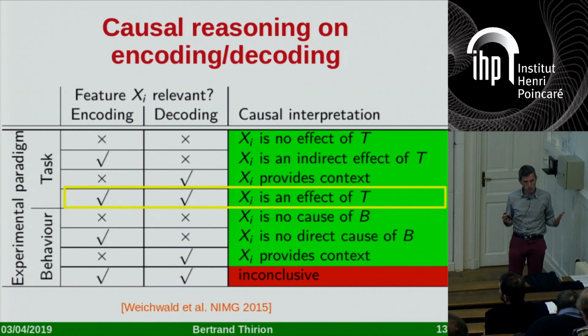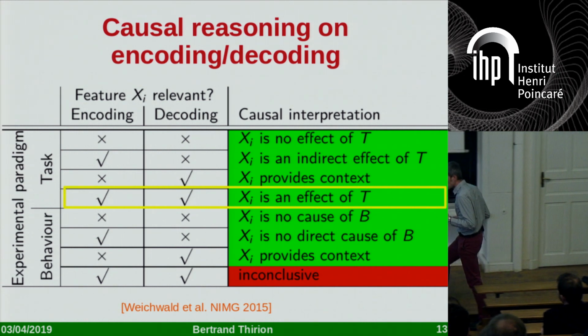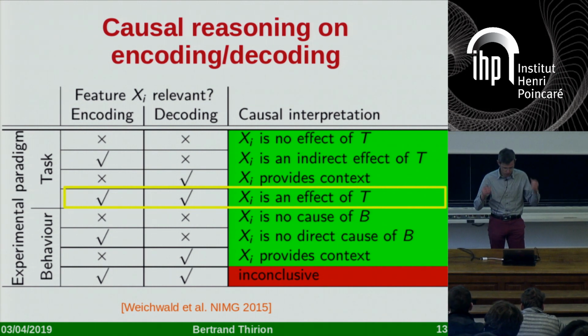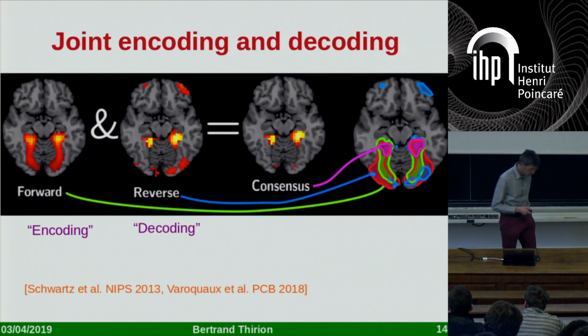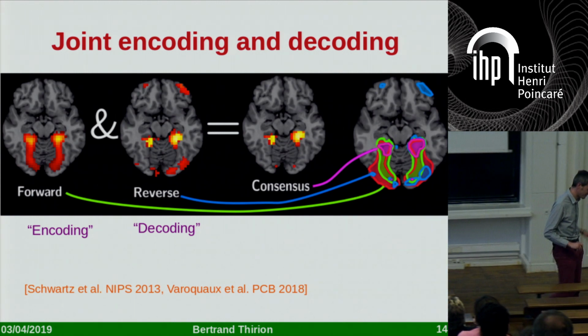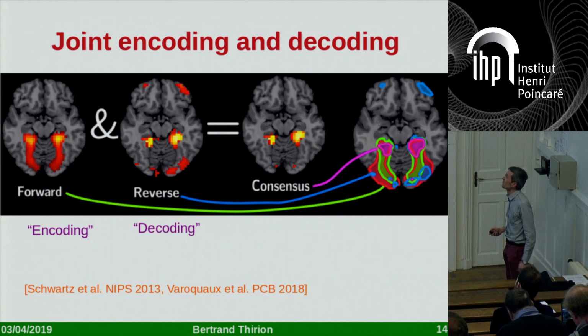This would support both hypotheses, and you still cannot decide between the two. But what I'm telling you essentially is that when you want to understand the relationship between brain activity and task, you probably want to do both encoding and decoding. And actually, before doing all this kind of causal algebra, empirically, we had found that this was the right way to do brain mapping.